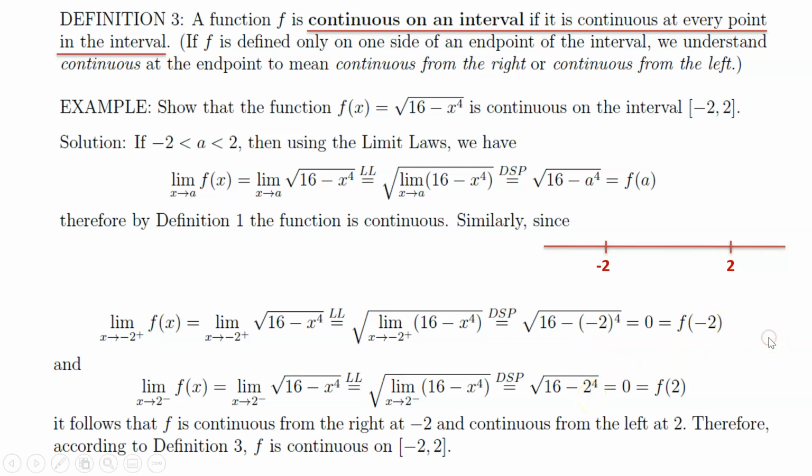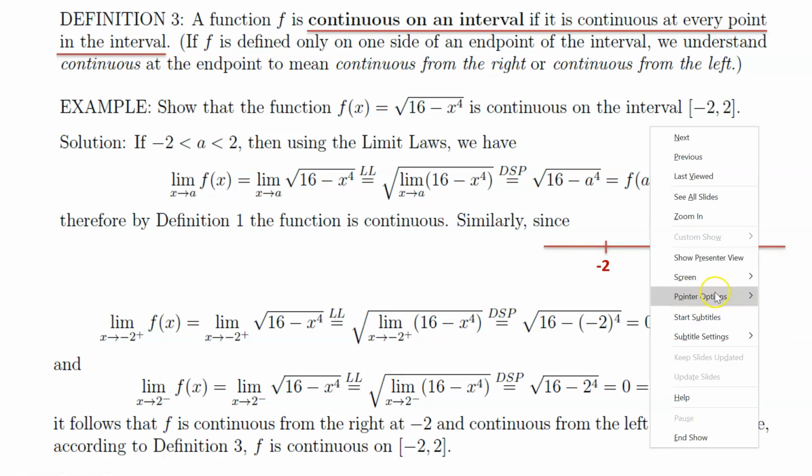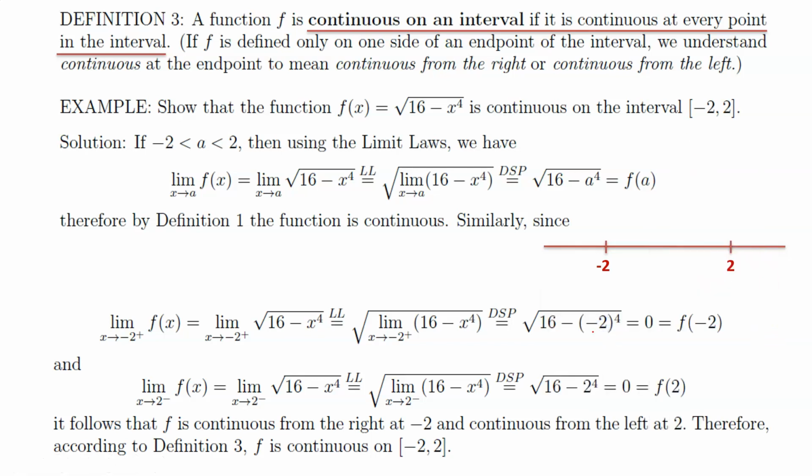Okay, so what happened is that previously you substitute -2, now you substitute it with 2, you get 0. So this is actually equal to f(2). Okay, it follows that f is continuous from the right at -2 and continuous from the left at 2. Therefore, according to definition 3, f is continuous on this interval.